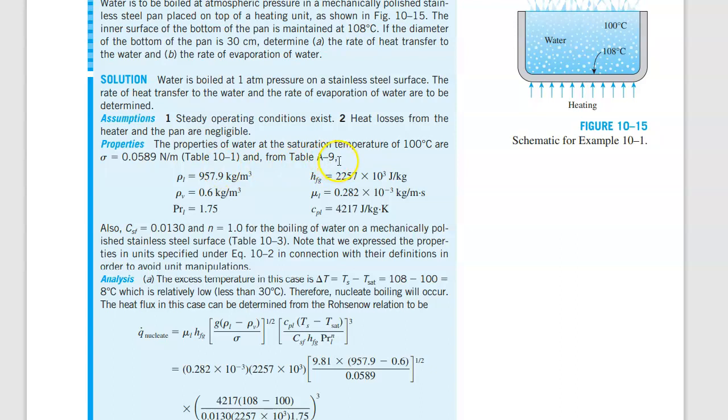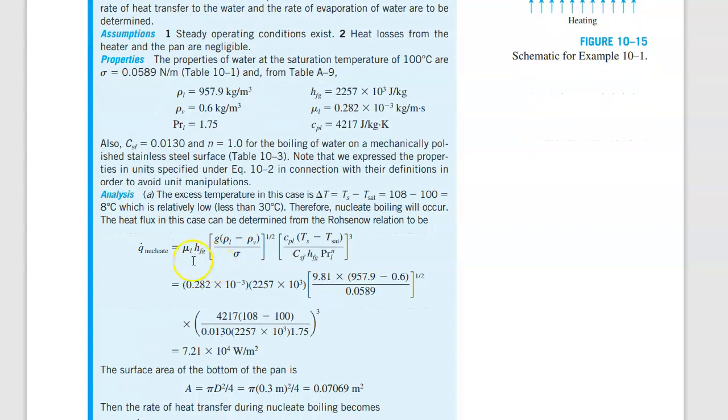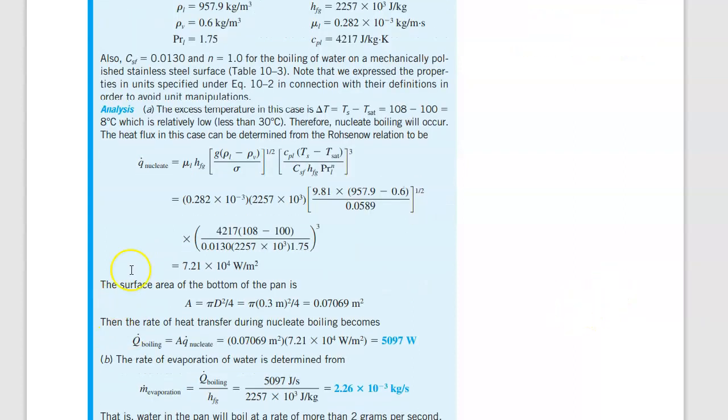Okay, to find all the data that we need, type these formulas, we could get a Q, which is equal to 7.21. We get small q nucleate, and then we'll find the area equal to pi d to the power of 2 over 4, get 0.07 meter squared. The rate of heat transfer during nucleate boiling, because this is small q, so to get a bigger Q, we got Q equal to A times q dot small q, then we got 5000 watts.